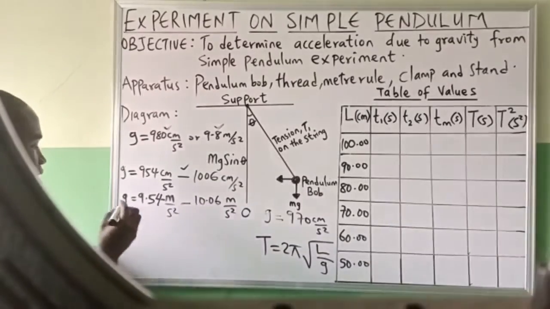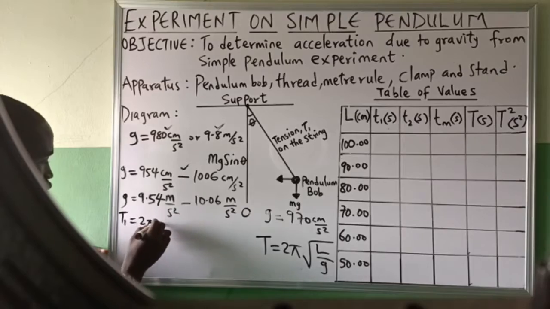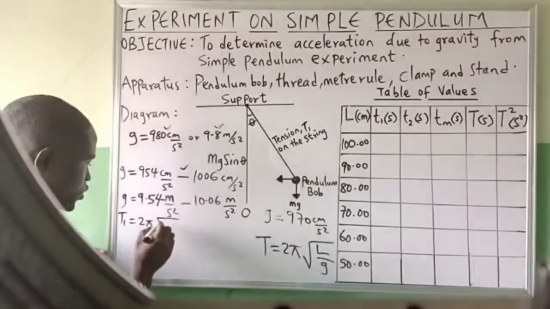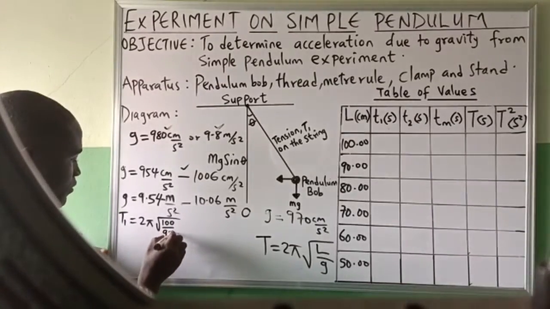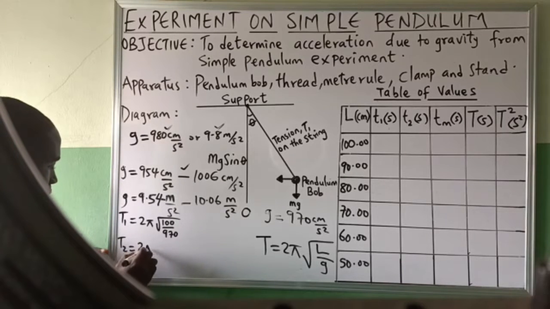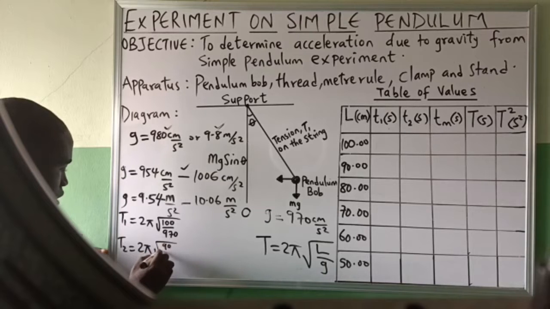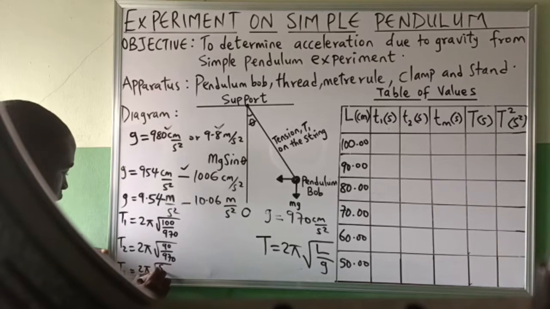Now, to get our first period, we say 2 pi root, our L is 100, our g is 970. Then to get your second period, you say 2 pi root 90 all over 970. To get your third period, you say 2 pi root 80 all over 970. Okay, let's get their values. These values, we put it here.